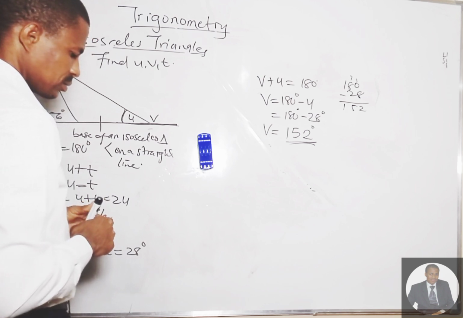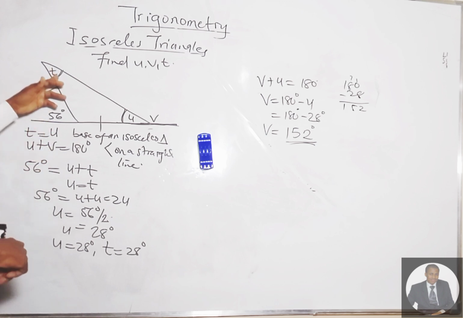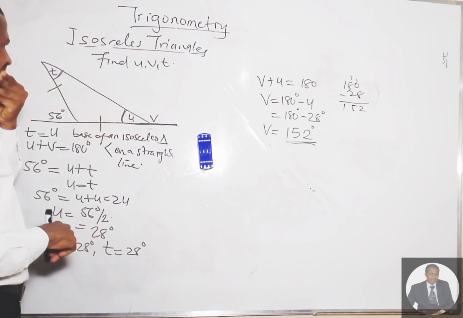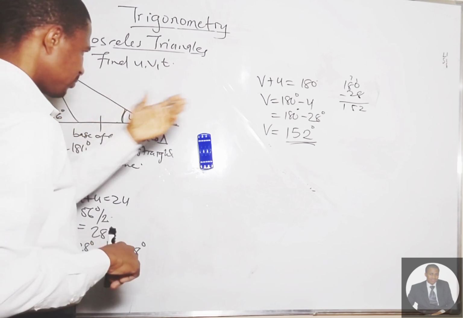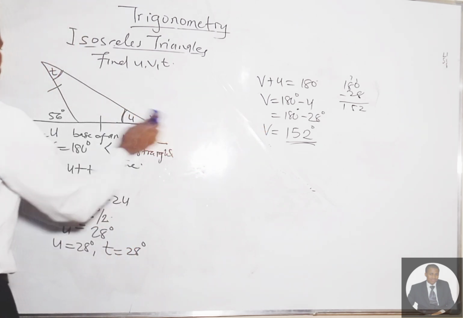So we can do that way. So we found u, we found v, we've also found t. u is 150, v is 152, and t is 28.